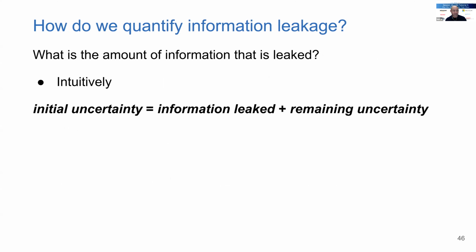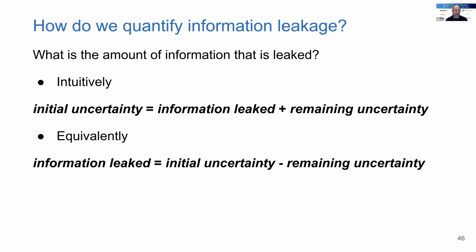So intuitively, there is some initial uncertainty about my secret. There is some information leaked, and there is some remaining uncertainty. This is the typical case, okay? And equivalently, I can say the information leaked is the initial uncertainty minus the remaining uncertainty after I look at the output of the program. So that is the information leak, and that's what I want to compute.